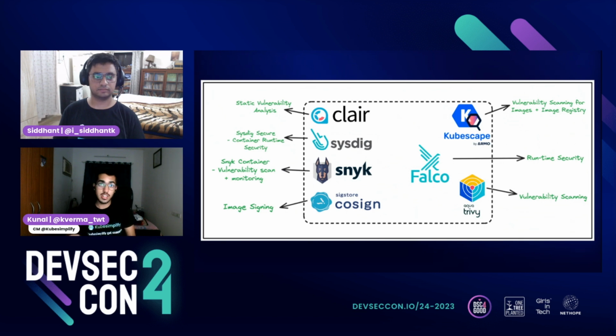Falco is a CNCF incubating project which can be used for again runtime protection. And last but not the least is Trivy, which can be used for vulnerability scanning of your images as well. Now these are a few tools. If you are already familiar with some of the tools and you are using them in your organization, we would love to hear about them in the chat as well. And yep, we can have a discussion there.